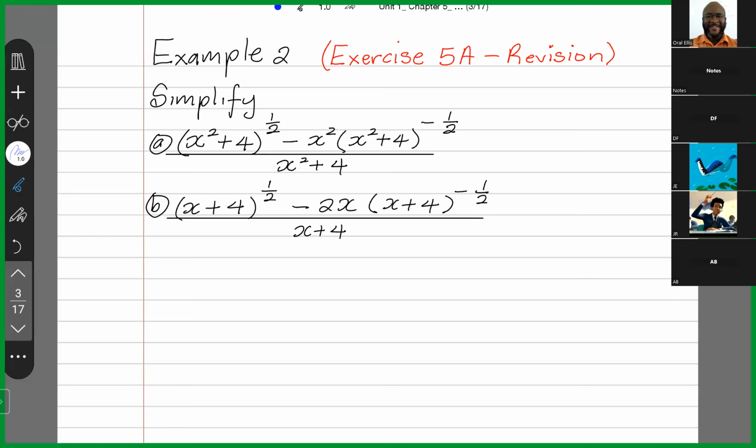All right, so example 2. Example 2 says simplify, and A says (x squared plus 4) all raised to the half power minus x squared into (x squared plus 4) again all raised to the negative half power, and that is divided by x squared plus 4. All right, so here x squared plus 4 is a binomial, and it's in bracket.